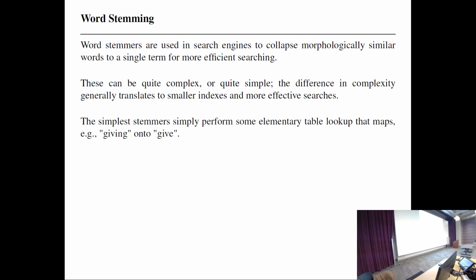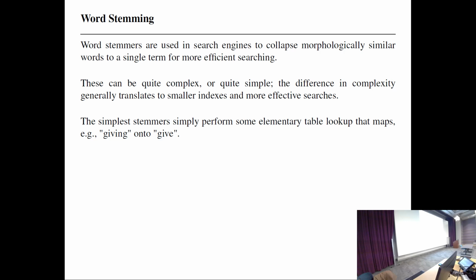So we're going to look at some very simple stemmers. The simplest design for a stemmer is to simply make a list of all the words in War and Peace and identify each word with its canonical form. So giving maps to give, gave maps to give, has given maps to give. You just make a big lookup table, and you transform every word to this simpler table.